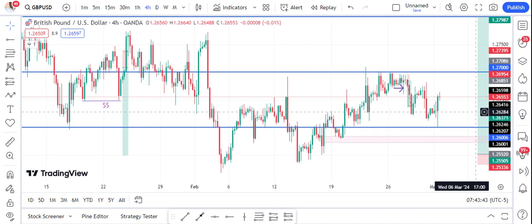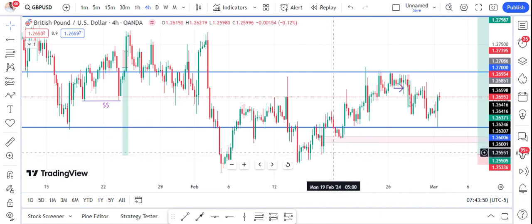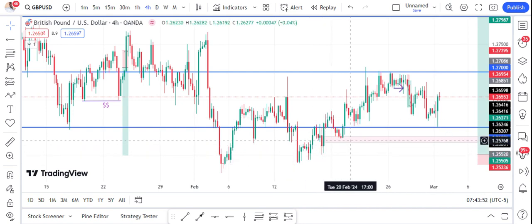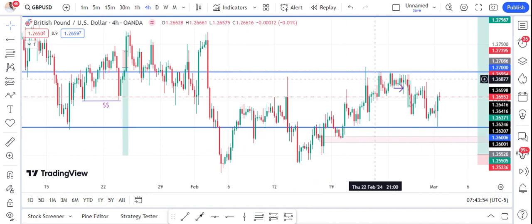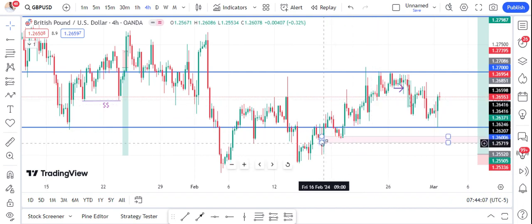I entered a buy just below it, and the market just went up. I took off the sell along with the Euro USD order. This is the same area where I took off my buy order. I closed my buy order.